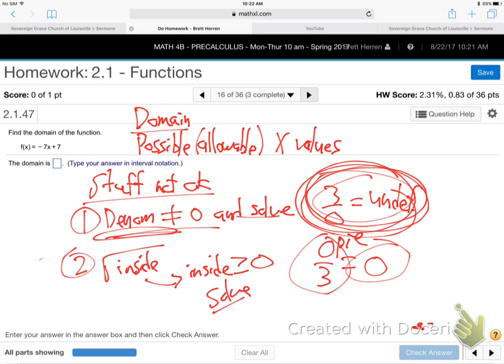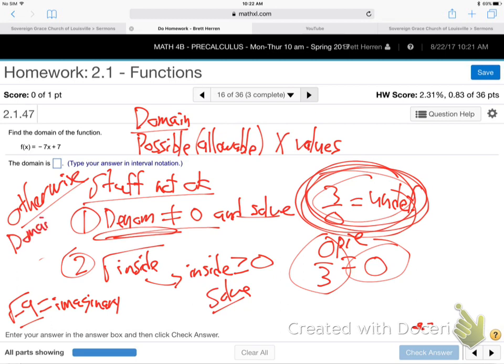You tracking with me? You guys all know you can't have a negative inside a square root, right? Like the square root of negative 9 is imaginary, because there's no number times itself that's negative 9. So it's imaginary. So all we do is we look for those 2 things. Otherwise, the domain is negative infinity to positive infinity, meaning all real numbers are possible. Anything's allowable.